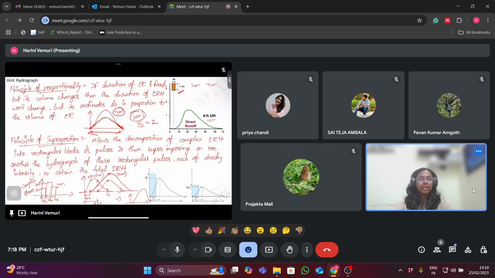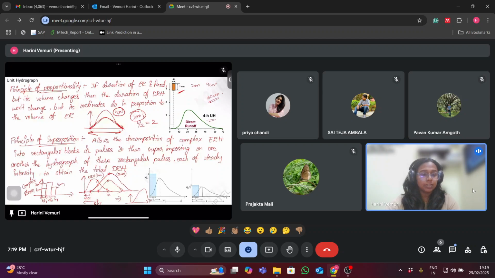Suppose we know that the maximum rainfall that can occur at a particular place is 100 centimeter. So what we can do is, from this unit hydrograph and by applying this principle of proportionality, we can get a flood hydrograph or direct runoff hydrograph first for this 100 centimeter excess rainfall. That is just by multiplying the ordinates of the unit hydrograph with 100. Once you get the direct runoff hydrograph, you just add up the base flow components to get the flood hydrograph.